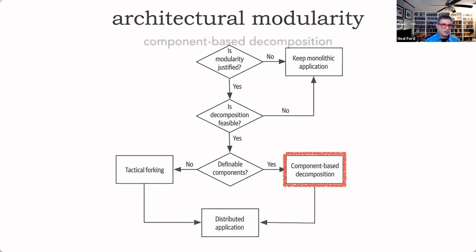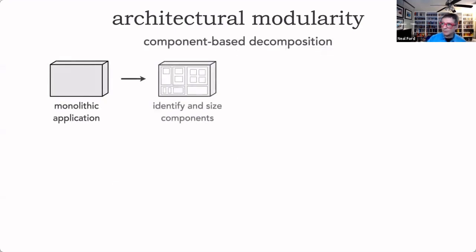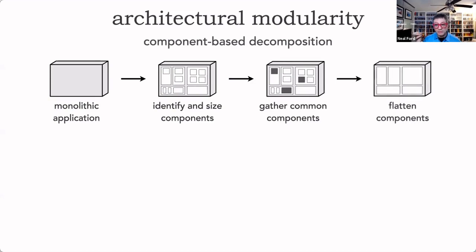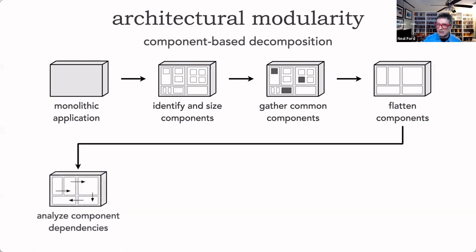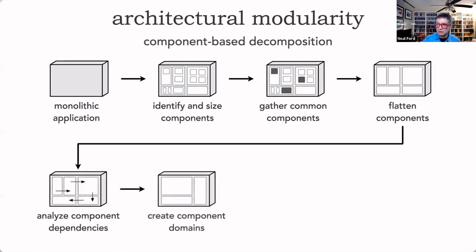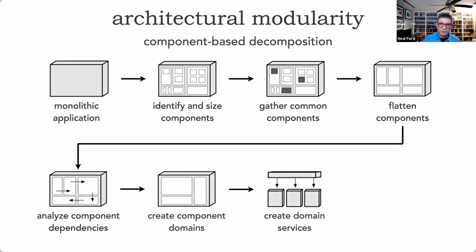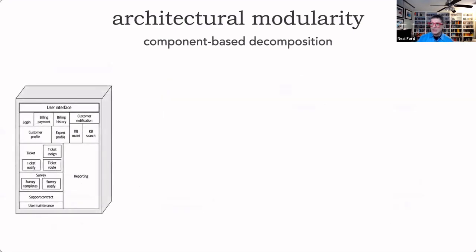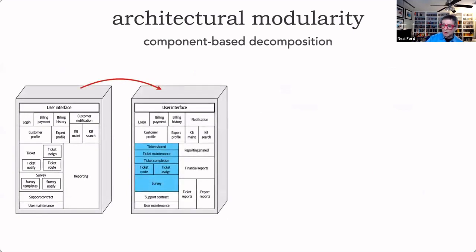So the component-based decomposition, the idea here is you take your monolithic application, you identify and size the components inside it, gather common components together, and figure out what to do with those in terms of sharing or duplication, flatten them to get rid of some of the distinctions, and then analyze component dependencies so that you can create component domains, then pull those apart to create domain services, and keep breaking those down until you get to an appropriate size. Appropriate size being an interesting statement, I'm going to give you some guidelines for that sizing here in just a minute.